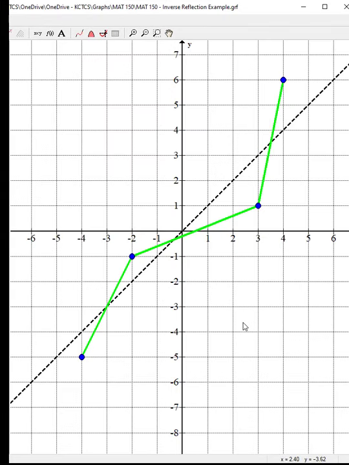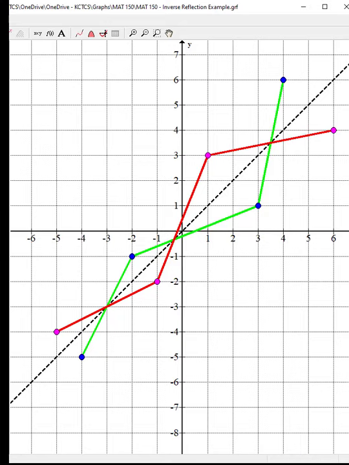For example, if I looked at the graph of this function, let's say that green graph is f of x, then I know, let's check our points here. Looks like this blue point is (-4, -5). That means the corresponding point on the graph of f inverse should be (-5, -4). Similarly, if this point is (-2, -1), the point on the graph of the inverse should be (-1, -2). Okay, if I draw a line segment between those two points, clearly that red segment is a reflection of this green segment over that line y equals x. If I do that for all points on the graph, I can see that red graph should be the graph of the inverse function.